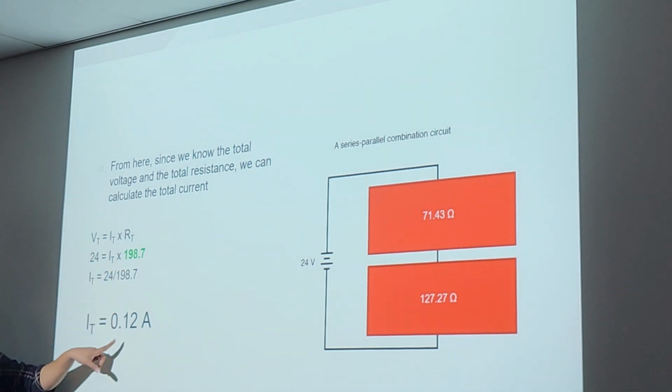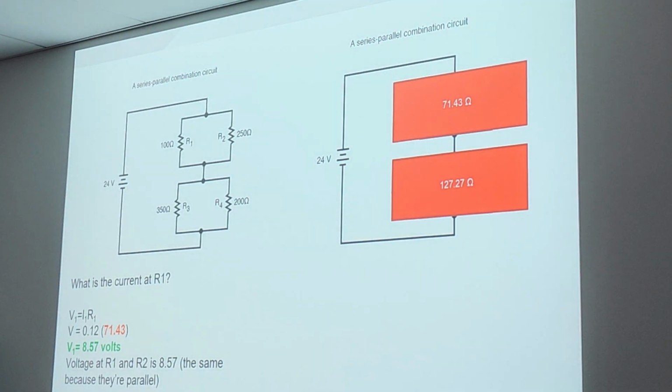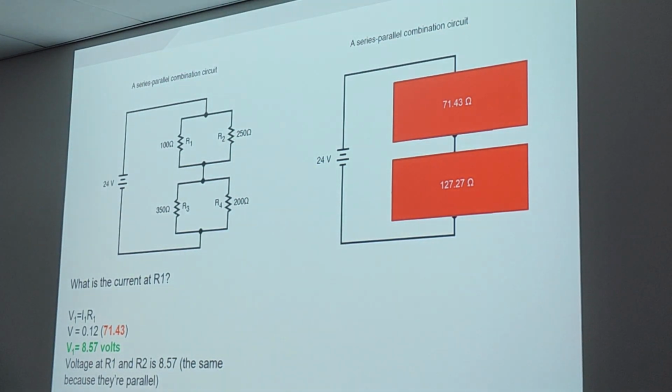And that's how we got our total current, which is 0.12 amps. Okay? So we know that the total current is 0.12, right? So are you going to answer me that the current at R1 is 0.12? No. Because this is what kind of circuit? Parallel. So can it be the same? No, so your answer would not be 0.12 amps.